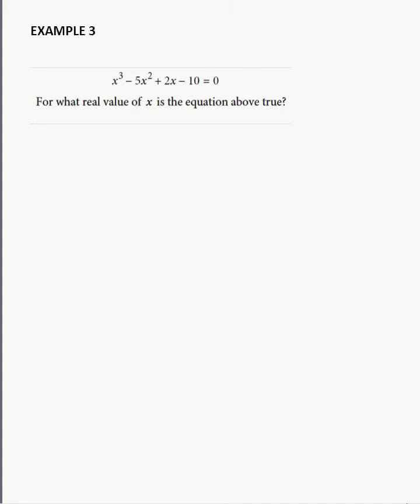Okay, let's look at example number 3. And the question is, for what real value of x is the equation above true? So for what real value, that means they want you to find a way to factor this and find a zero of this equation, or a value of x that will set the whole of this to be equal to 0. So if I can find a value of x that will make this equal to 0, that is true.